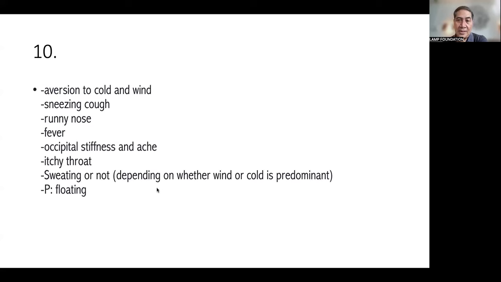What are these signs and symptoms for? A patient presenting with aversion to cold and wind, sneezing, cough, runny nose, fever, occipital stiffness and ache, itchy throat, sweating or not, depending on whether wind or cold is predominant. If it is cold, there is no sweating. And the pulse is floating. So what is the pattern here? It's signs and symptoms of invasion of exterior wind in the lung defensive chi. Very good. So floating is the key word.